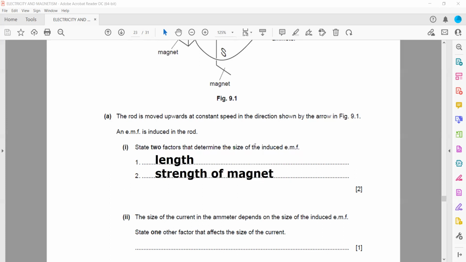The size of the current in the ammeter depends on the size of the induced EMF. Other factors that affect the size: the temperature of a conductor can affect it, the resistance can also affect it, and the speed at which it is moving can also affect it.